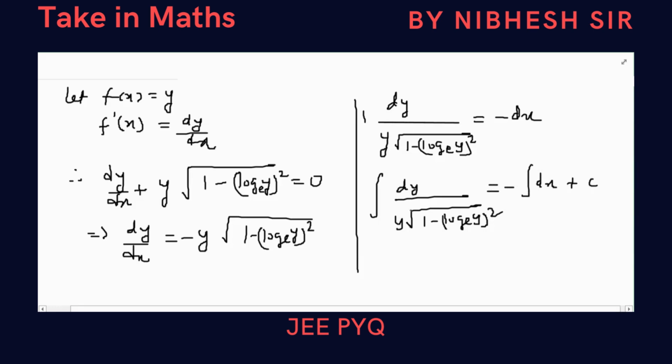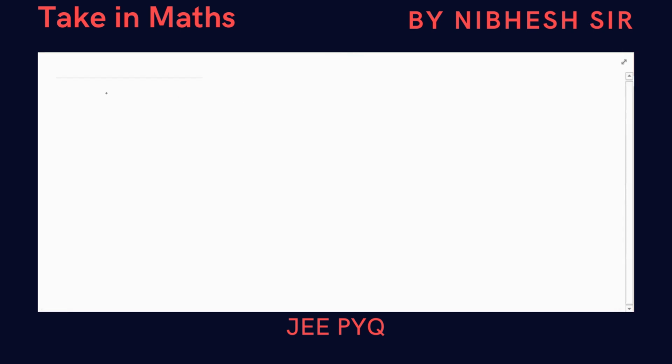Now to integrate this, we will use the substitution method. So I just put log y equal to some new variable, say p, so that we differentiate this. So this is what?